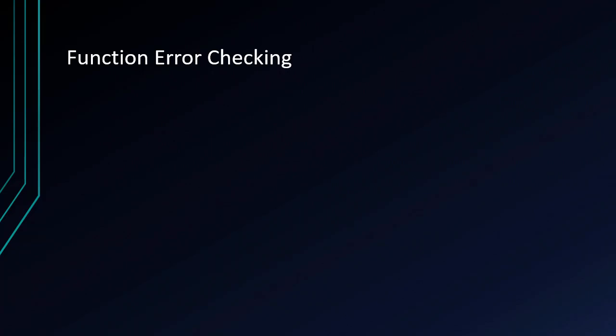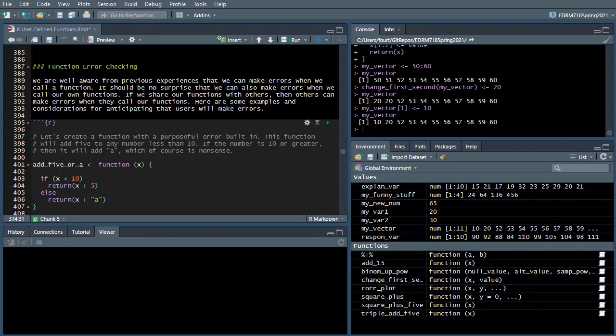Now let's take a look at the method that R uses to check for errors within functions and some associated concepts that will help you write better functions. We are all well aware from previous experiences that we can make errors when we call a function. We've all had a chance to see error messages.